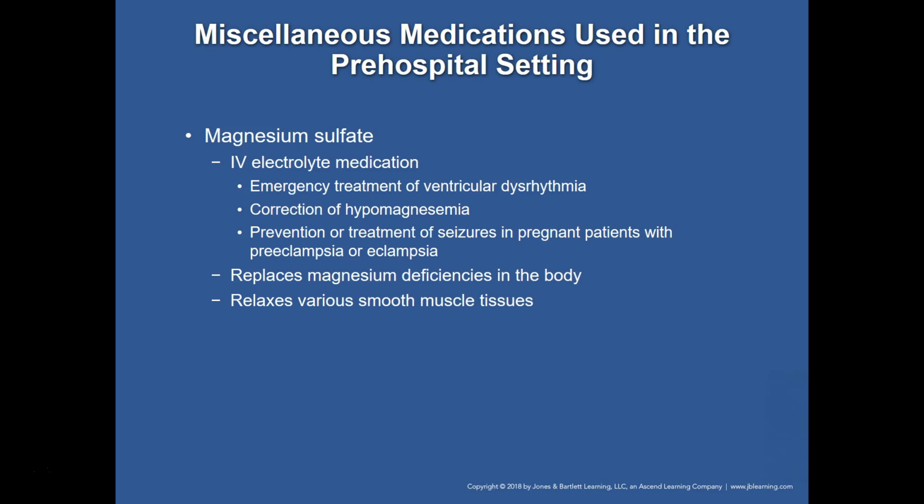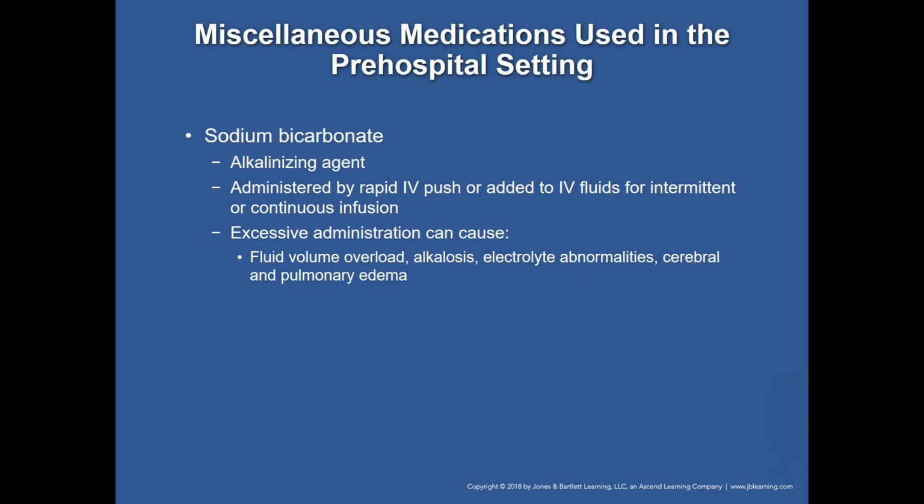Of course, it can be used to treat magnesium deficiencies, and it relaxes various smooth muscle tissues. With an overdose of this, we wind up with a loss of deep tendon reflexes, and that means that the patient is going downhill fast, and they need some calcium gluconate.